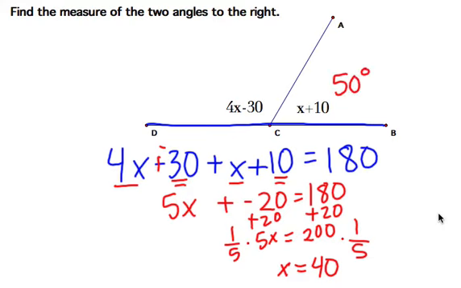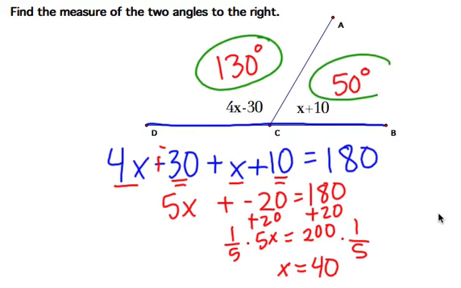And then I can either go, okay, well, if that's 50 and they add up to 180, that means this has to be 130. Or you can also use it to check your work. 4 times 40 is 160, minus 30 is, in fact, 130, okay? So we know we got the right answer because we checked it 2 different ways, okay?